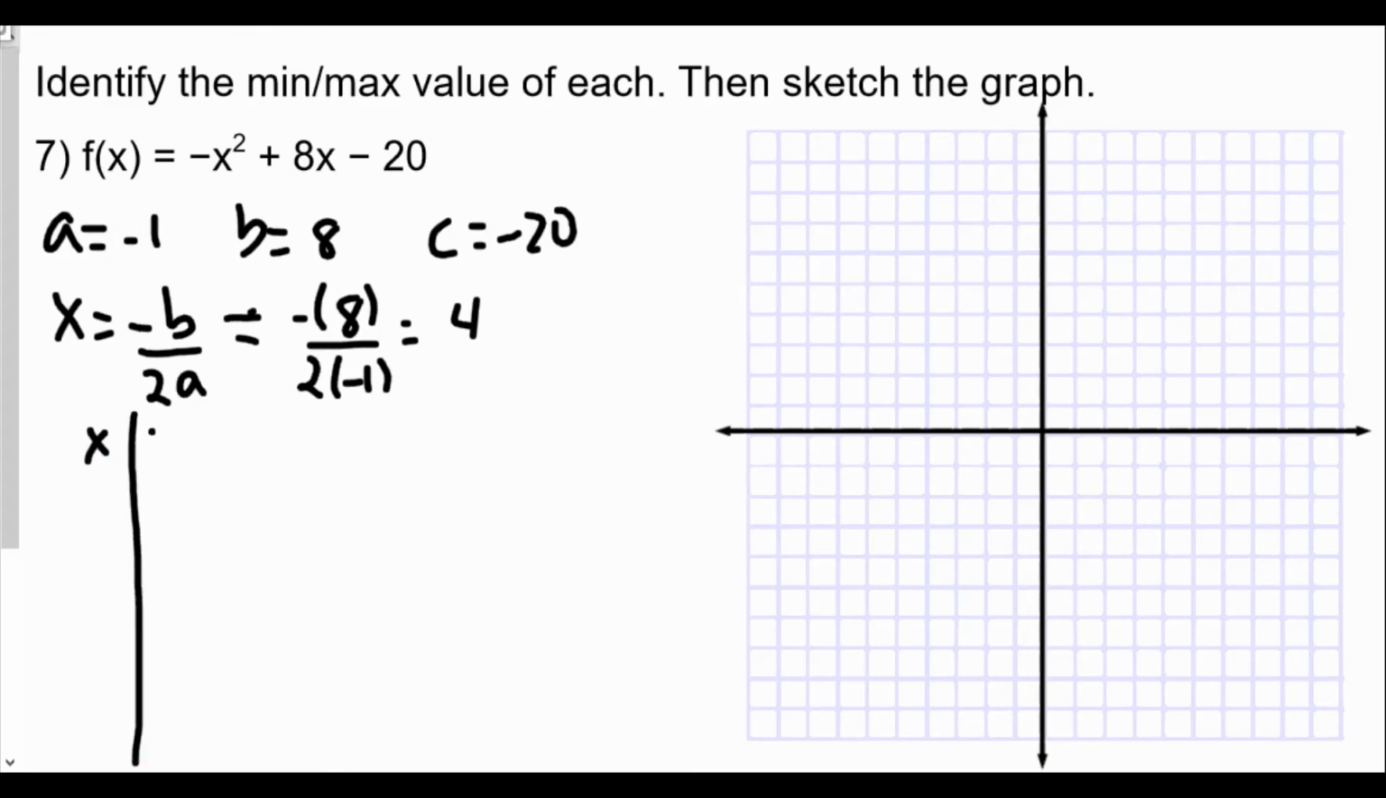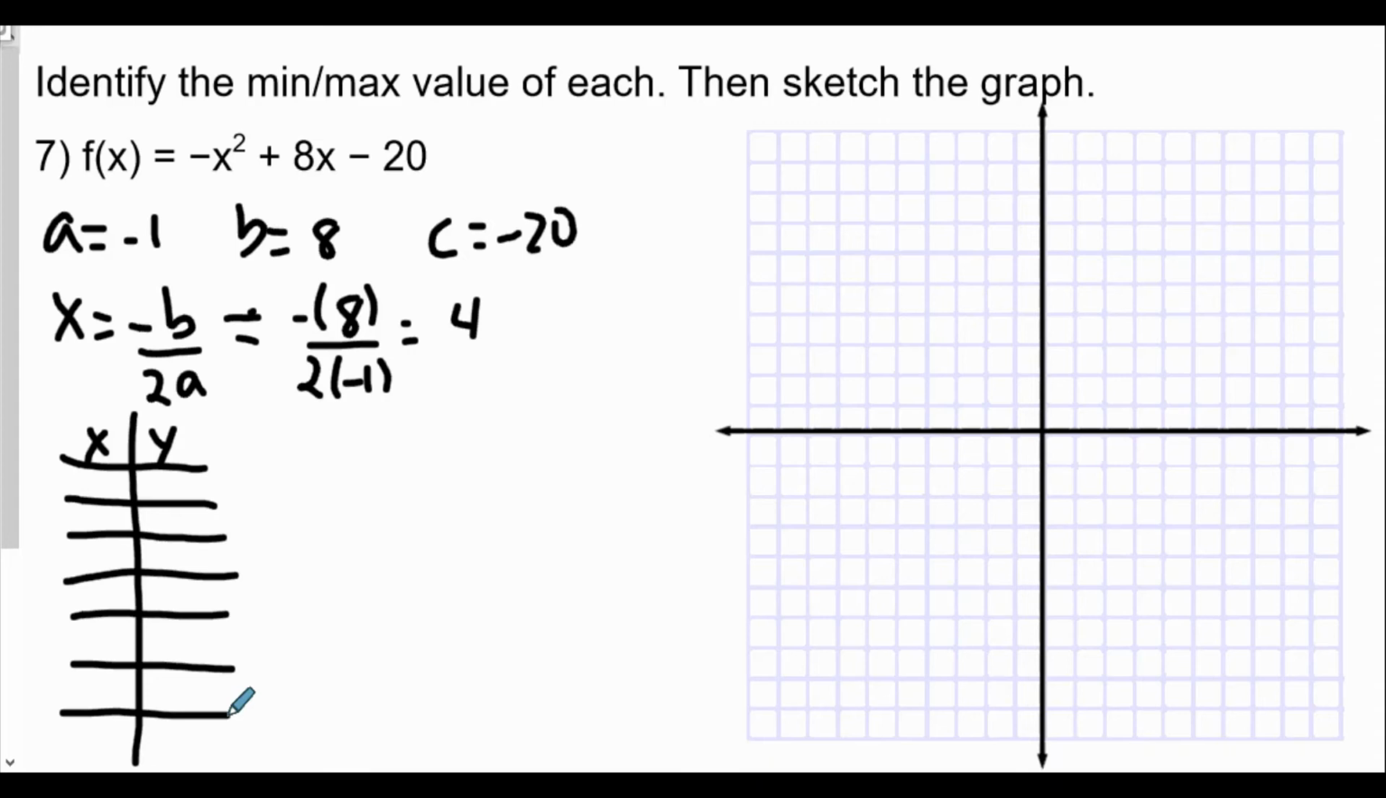Make my table here, a little smaller so we can fit things in. Same exact thing we did before. The middle number will be 4, and so I'm using 3, 2, and 1, 5, 6, and 7. It seems like a lot of this will be on the right side of the y-axis. Now I'm going to plug in the y value for 4.